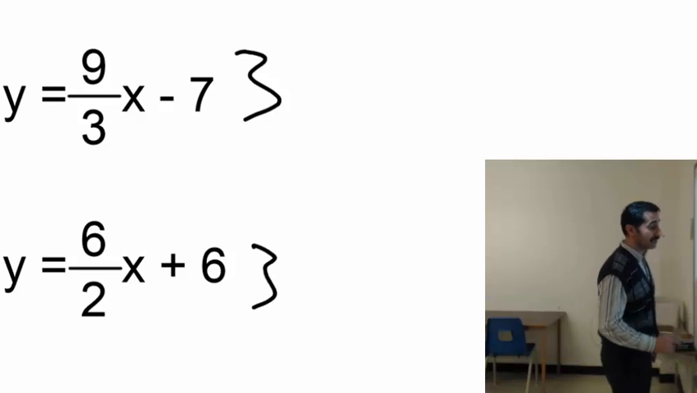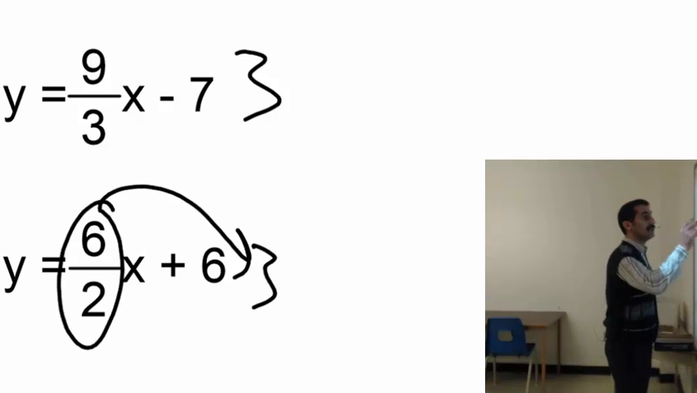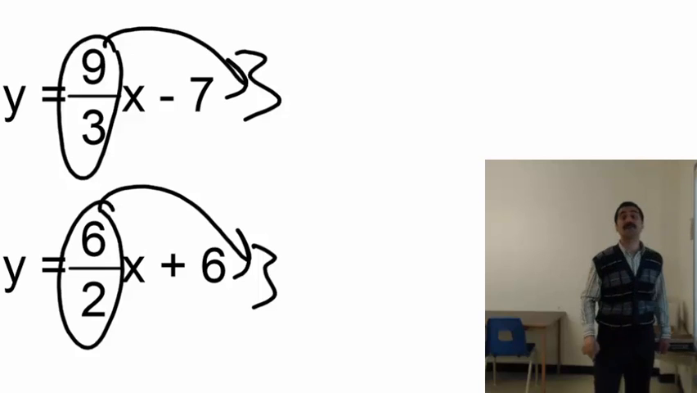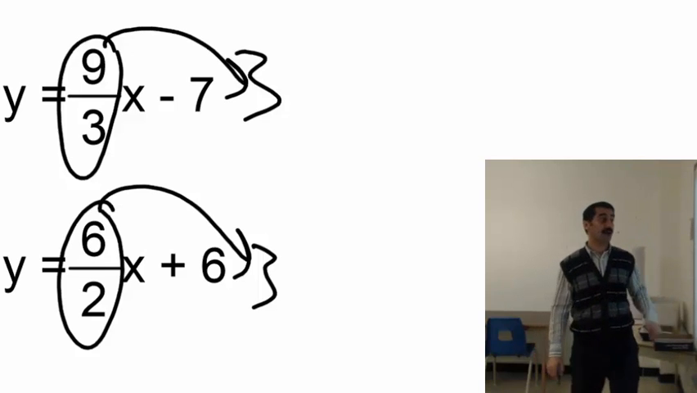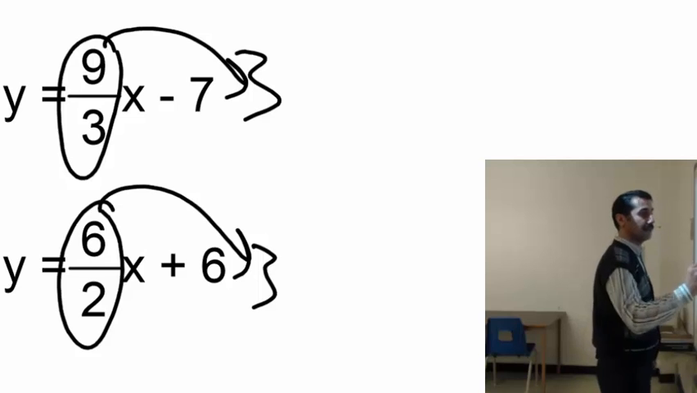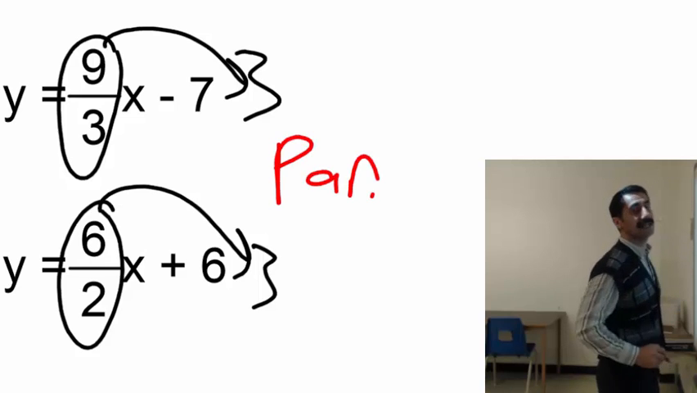That is also 3. This whole thing is 3. That whole thing is 3. I am looking at exactly the same slopes. They are parallel lines.